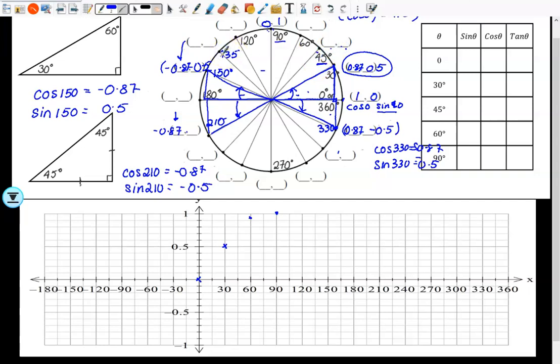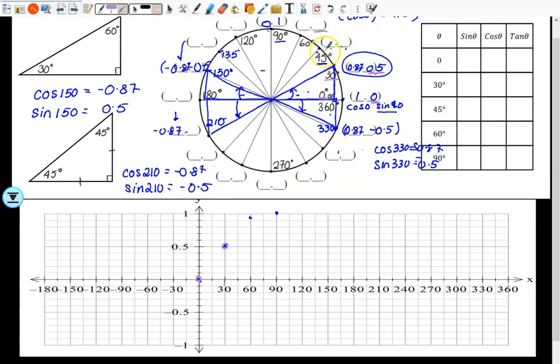Okay? And then what you're going to do is go through and plot all of your sine values. So all of these ones, and that corresponds. So this one here, sine of 0 is 0. That's why we've got this dot here. Sine of 30 is 0.5. So that's why we go 30 and then 0.5.